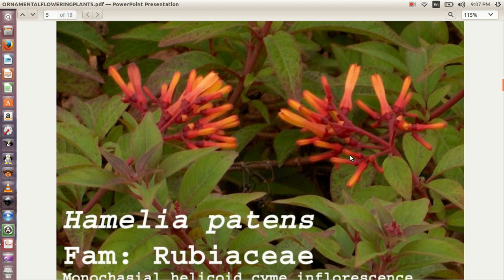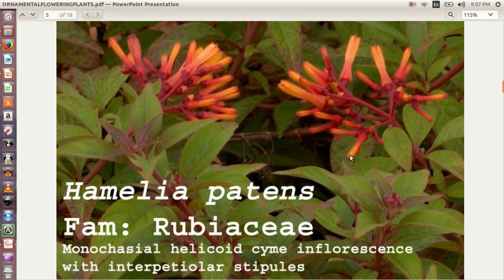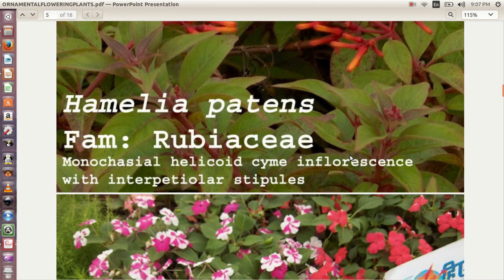This is also commonly grown as an ornamental plant for the wonderful flowers that it has. So, monochasial helicoid cyme inflorescence.